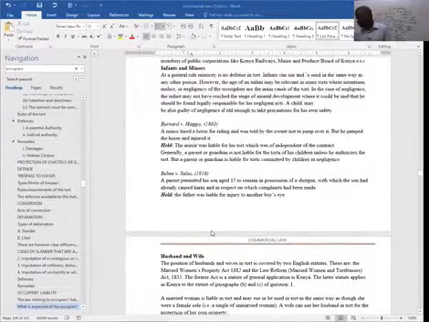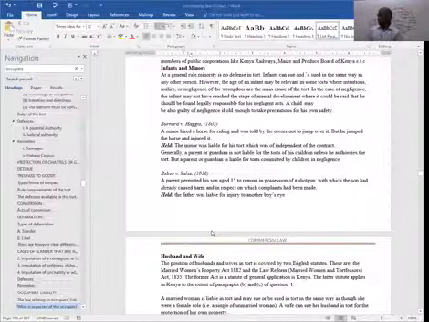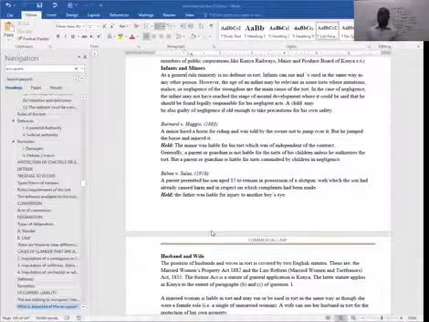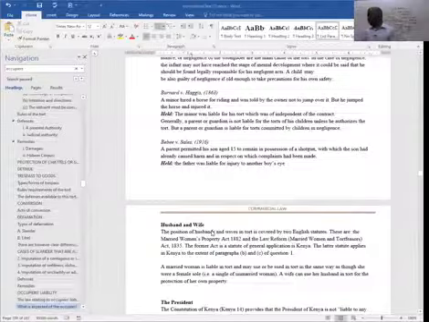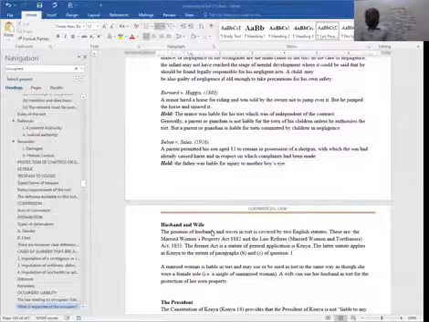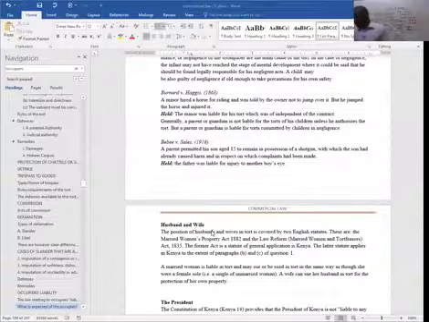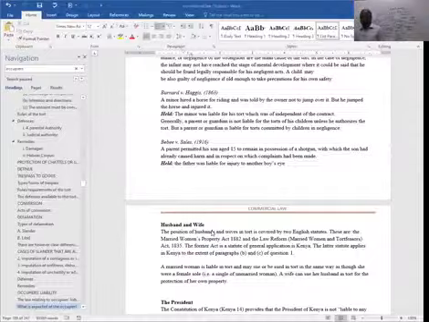Husband and wife. The position of a husband and a wife in tort is covered by 2 English statutes. This one is borrowed from the common law. The former act is a statute of general application in Kenya. So a married woman, and this is where it is important, a married woman is liable in tort and may sue or be sued in tort in the same way as though she were a female sole, or a single or unmarried woman. A wife can sue her husband in tort for the protection of her own property.